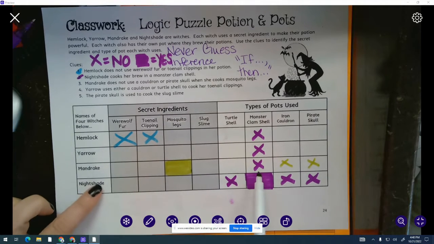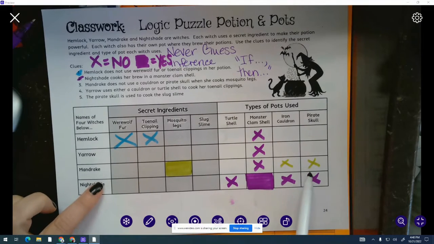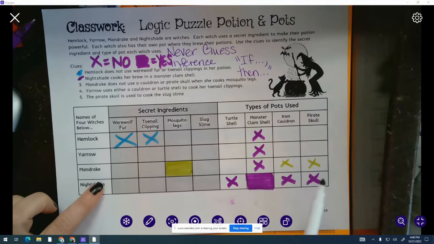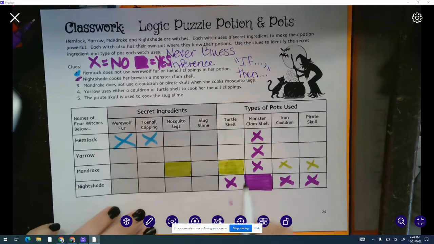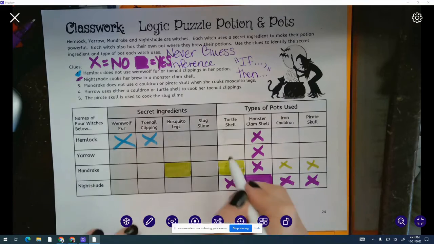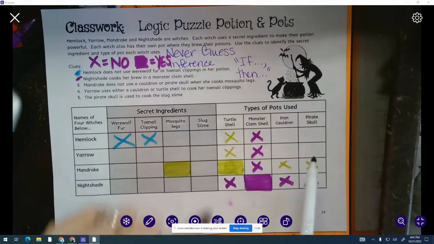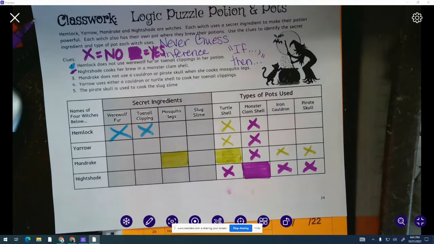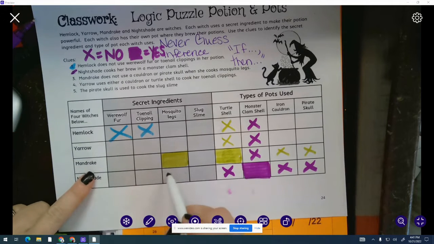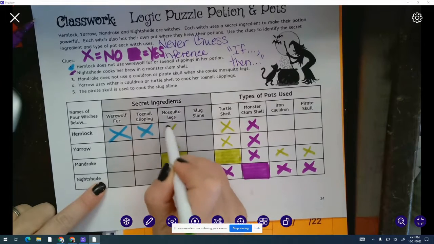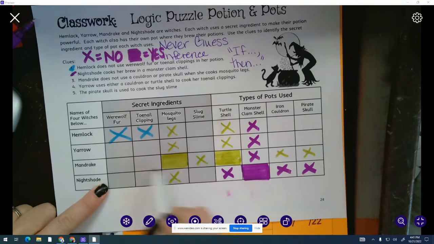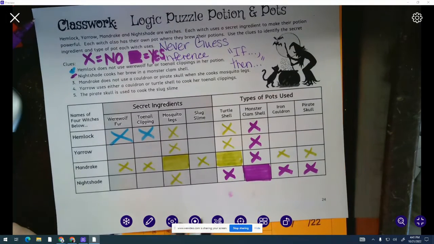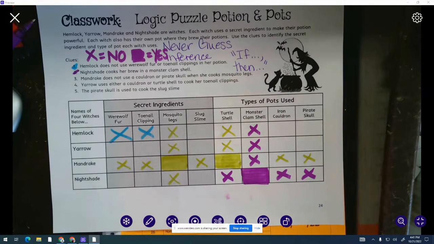If Mandrake cannot use a monster clamshell, a cauldron, or a skull, she must be using a turtle shell. And if Mandrake is using a turtle shell, no one else is. Wow, we're really narrowing down the pots there. All right, let's take a look over here now. If Mandrake is using mosquito legs, no one else is. And if Mandrake is using mosquito legs, she's not using another secret ingredient. Do you see something else we could fill in?